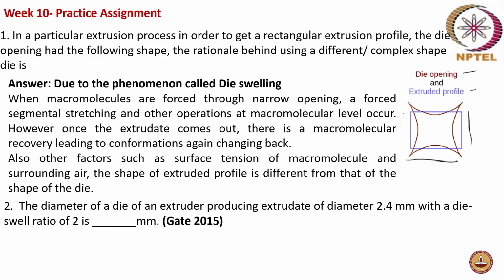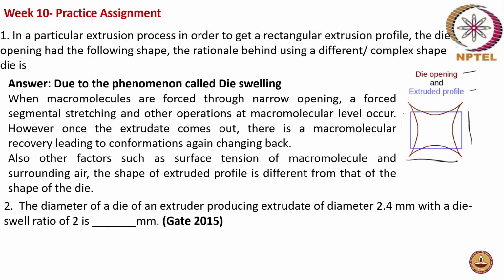Now, next question. The diameter of a die of an extruder producing extrudate of diameter 2.4 mm with a die swell ratio of 2 is... So we just saw a question on how die swelling happens in case of extrusion. The shape of the extruded profile is different from that of the shape of the die. So it's not only the shape, even the size can change. That is why it is die swelling. Both shape and size can differ from that of the die.